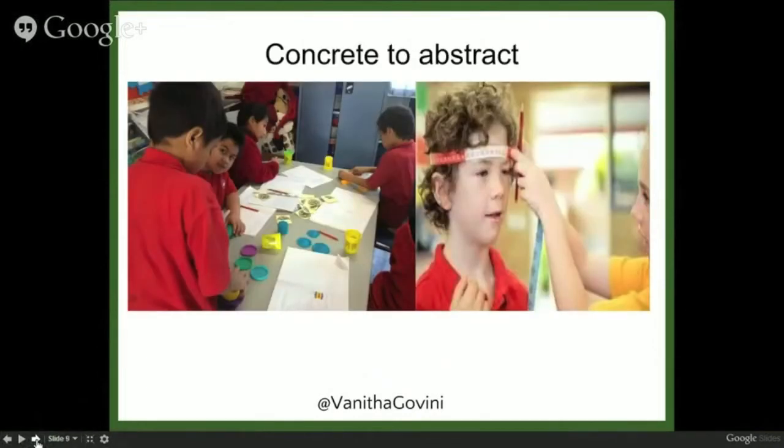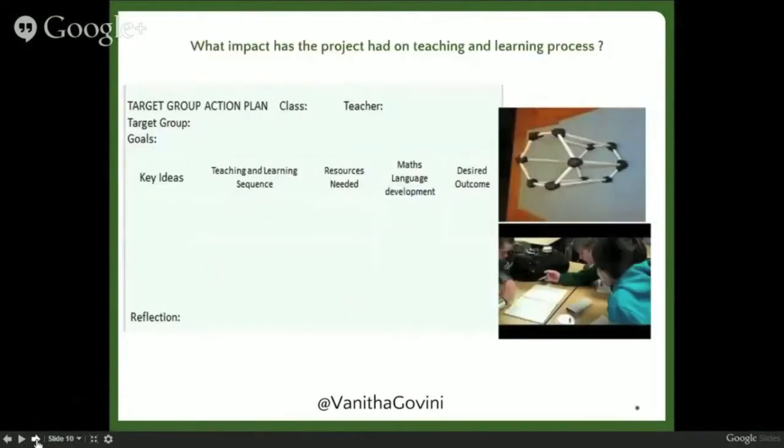Obviously using concrete material and then using abstract, so that helps to develop conceptual thinking in our students. And the impact on the teaching and the learning process is the teachers are anticipating students' responses even before they provide a problem to students, and they are explicitly planning for maths language development. So they're actually having maths content goals and also maths language goals as well. So that helps quite a lot.